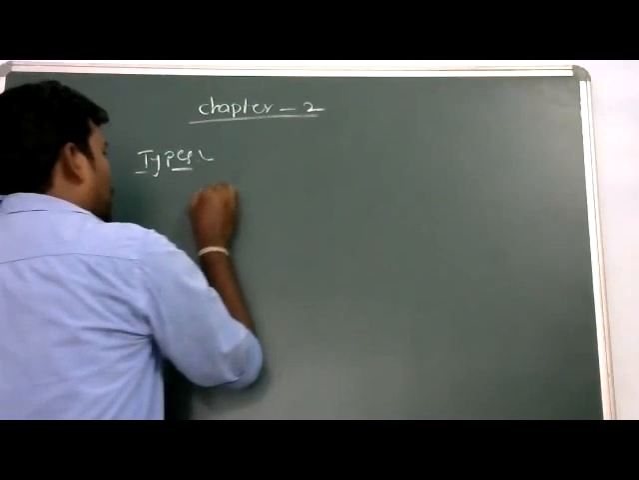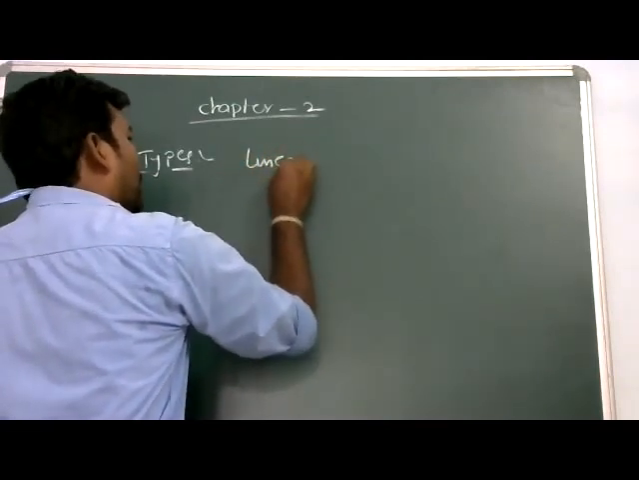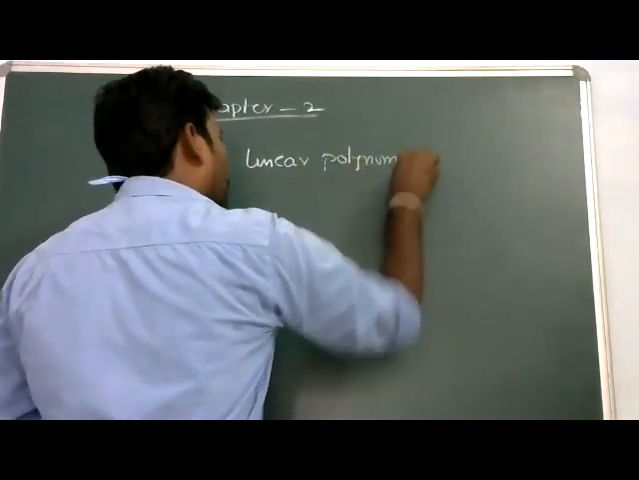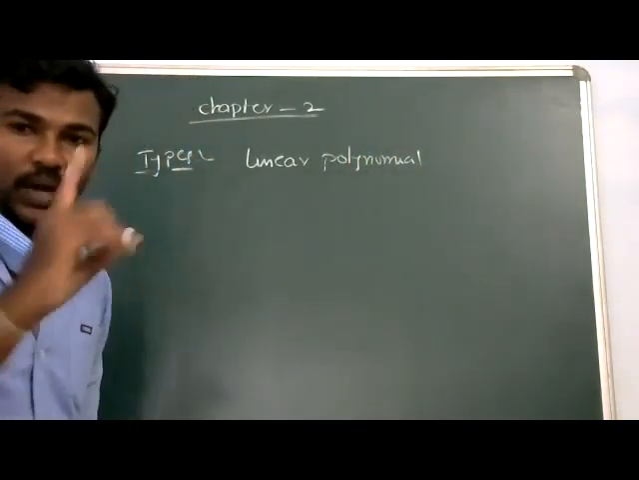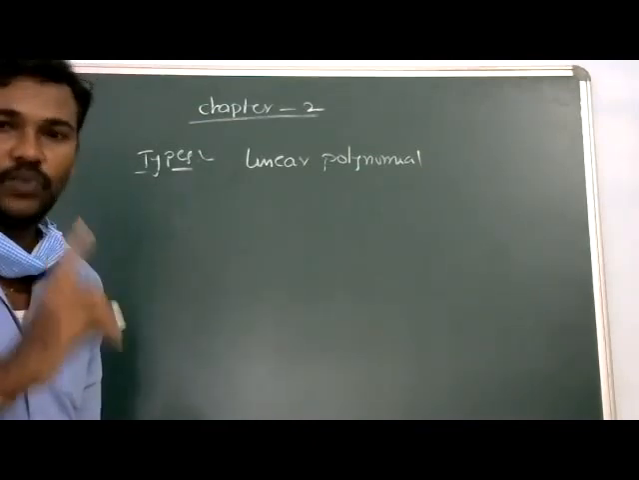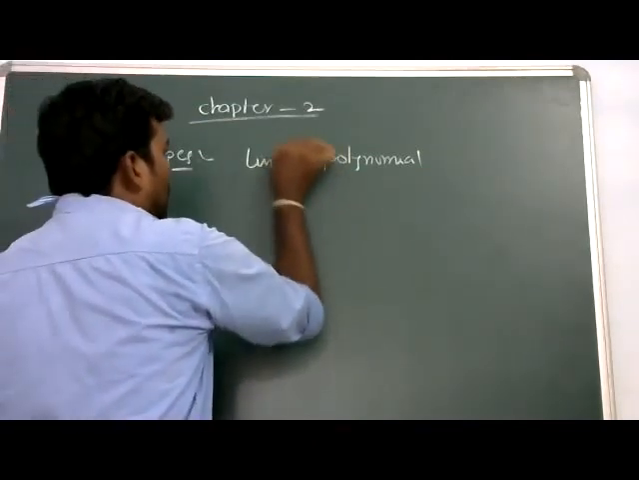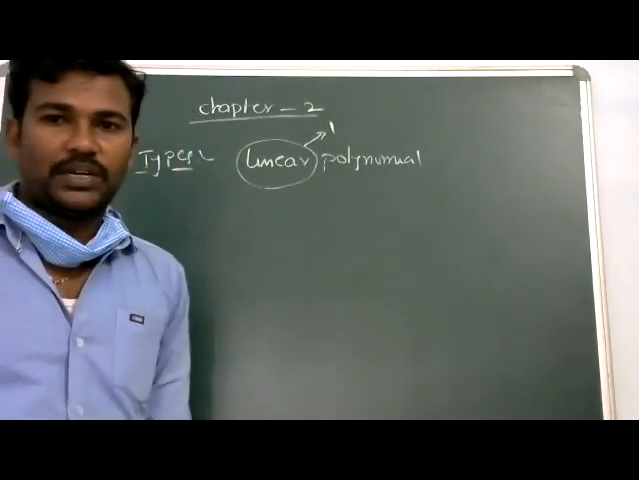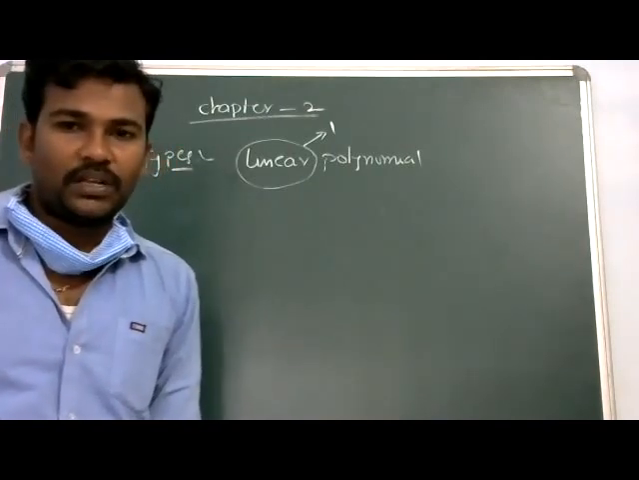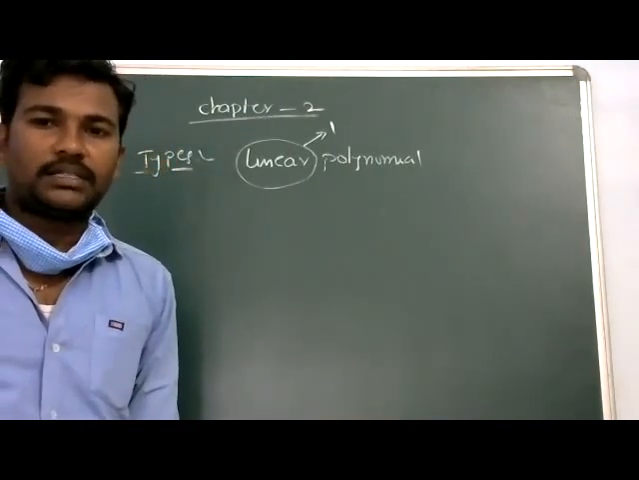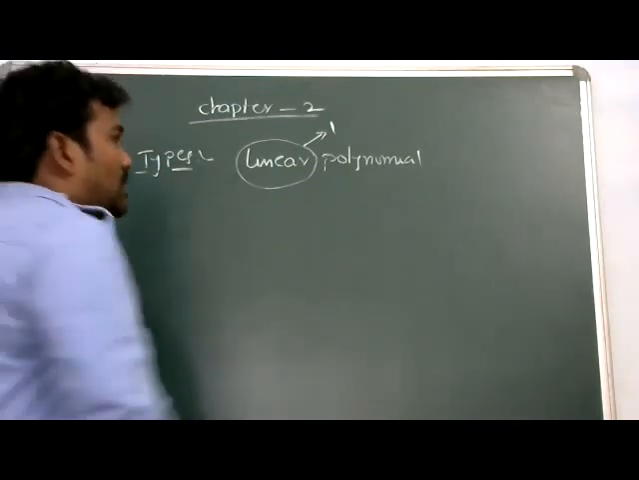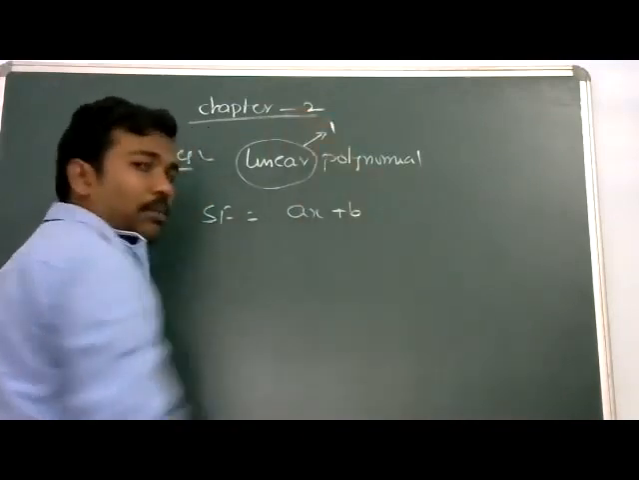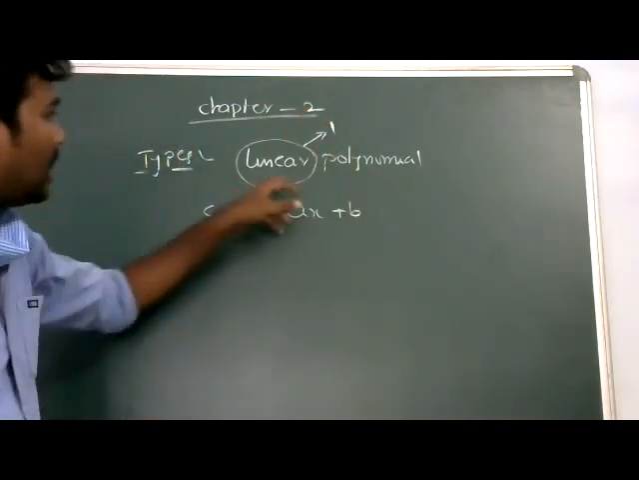Suppose, here you can see, the first one is the linear polynomial. What is meant by linear? Linear means 1. If the degree of the polynomial is 1, then those polynomials are called linear polynomials. What is the standard form of a linear polynomial? ax plus b. So what is the degree? 1.